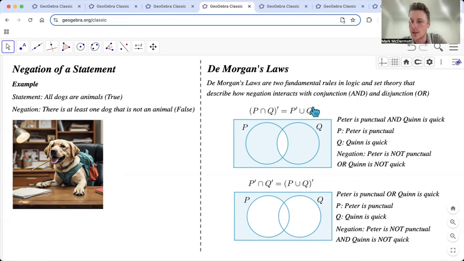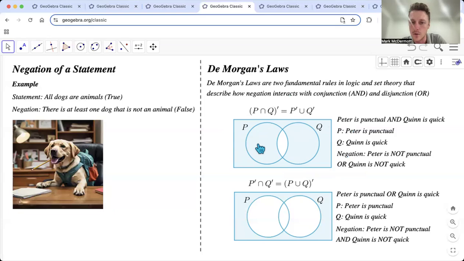Let's just look at this notation first. This says not (P and Q). So in this Venn diagram, we've shaded in everything that's not P and Q. Remember, P and Q is this inside part here, right? So everything that's not that is everything on the outside plus everything in here and everything in here.